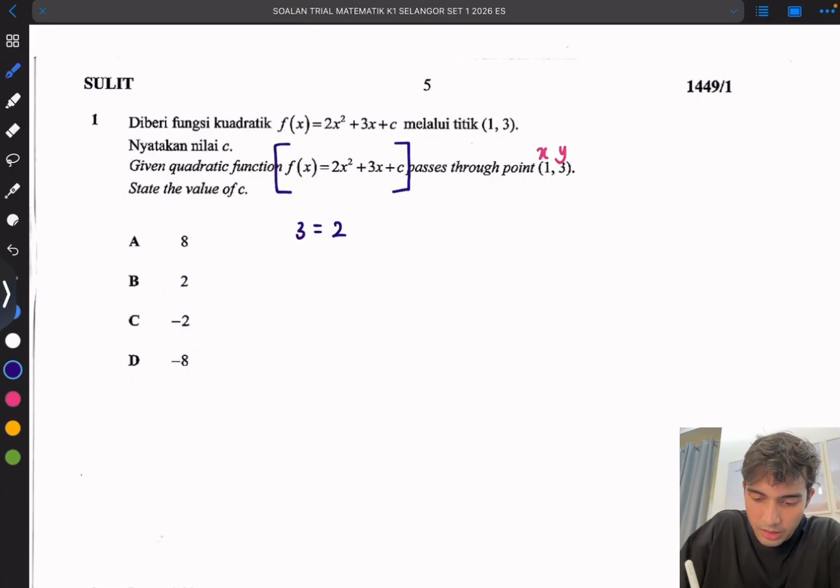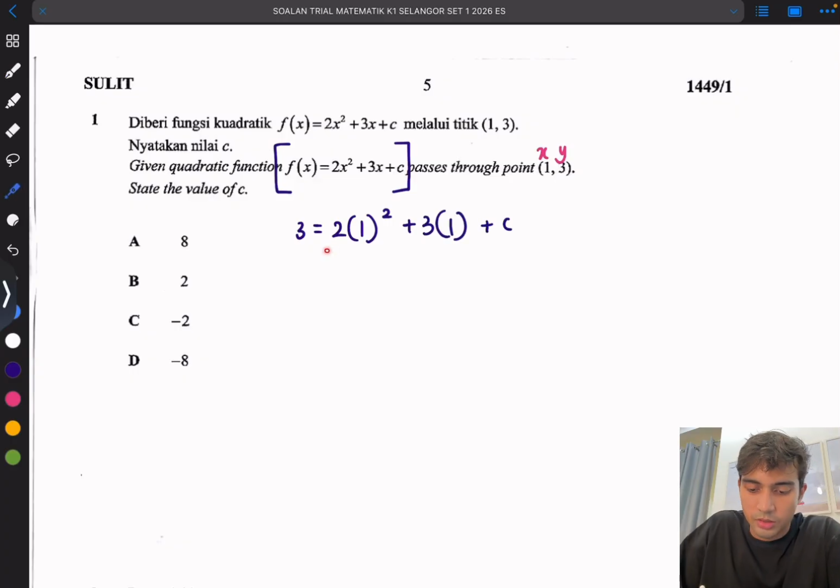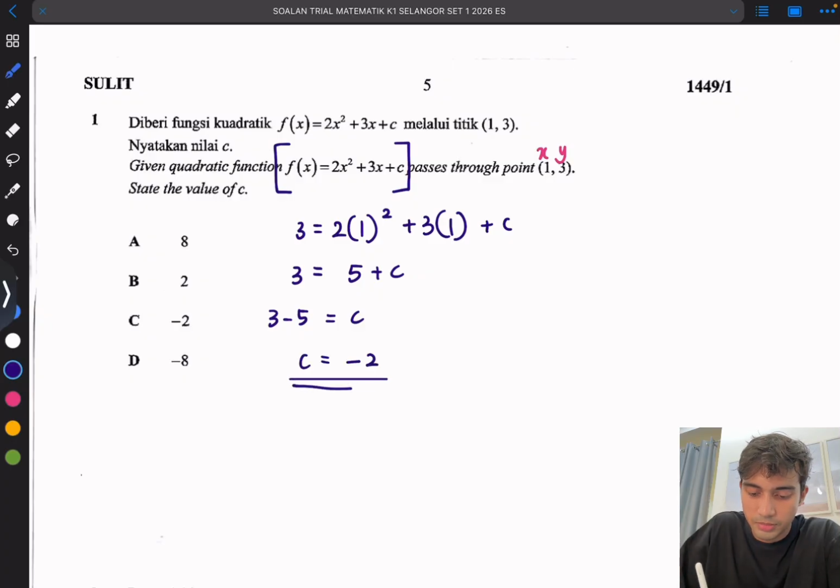y is 3, x is 1, plus c. So 2 times 1 squared is 2, 3 times 1 is 3, so 2 plus 3 is 5, so 5 plus c, therefore c will equal 3 minus 5, so c is negative 2. Answer C.